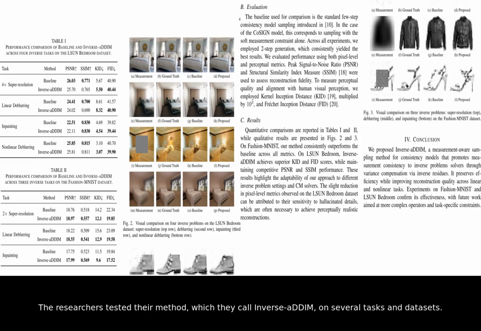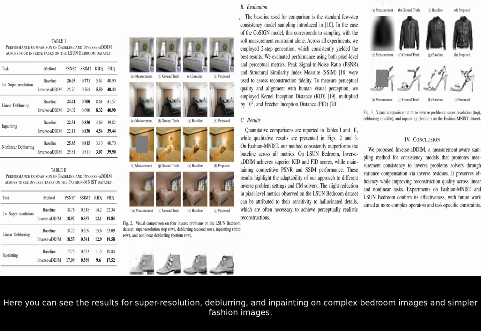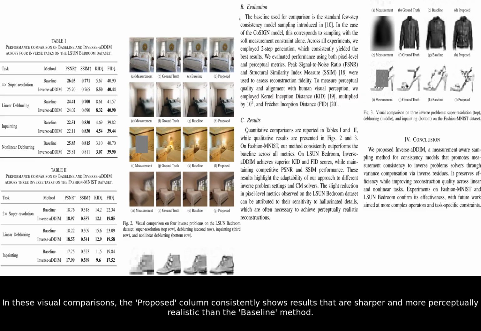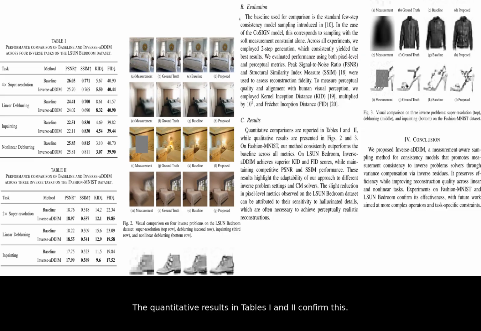The researchers tested their method, which they call inverse DDM, on several tasks and datasets. Here you can see the results for super resolution, deblurring, and inpainting on complex bedroom images and simpler fashion images. In these visual comparisons, the proposed column consistently shows results that are sharper and more perceptually realistic than the baseline method. The quantitative results in tables 1 and 2 confirm this.